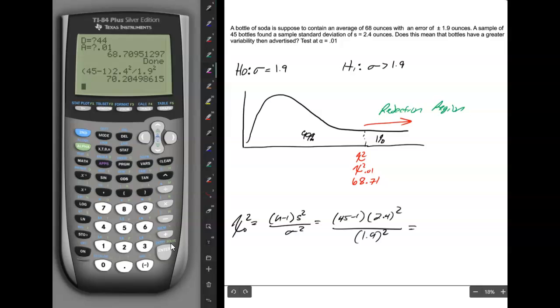Do this in purple. So where that falls is, looking at my test statistic, this falls to the right, 70.20. So since it falls to the right, we fall in the rejection region, so we're going to reject H naught.